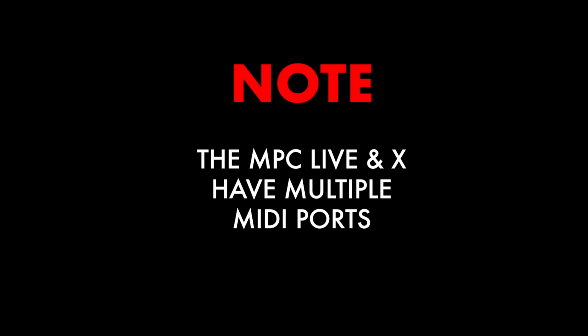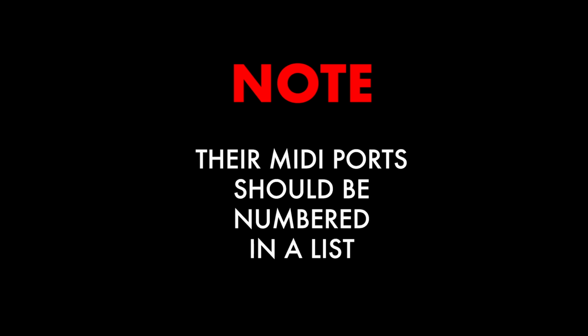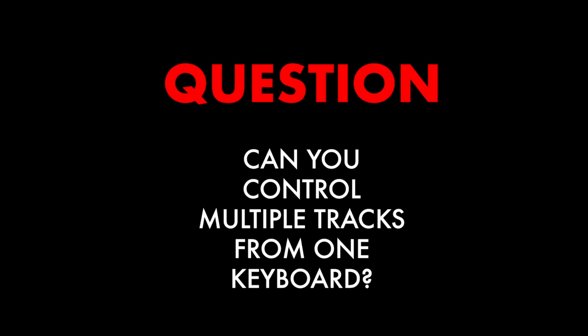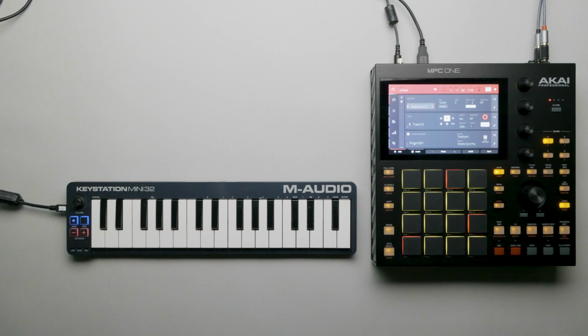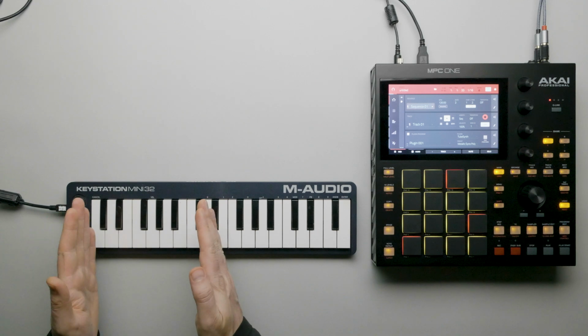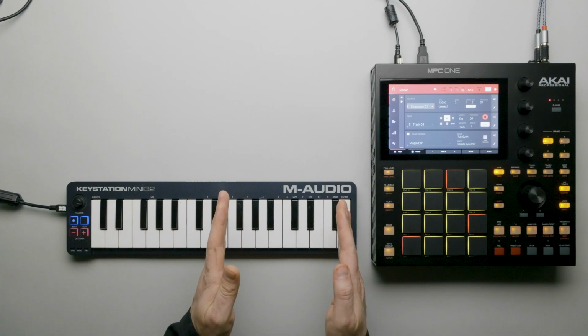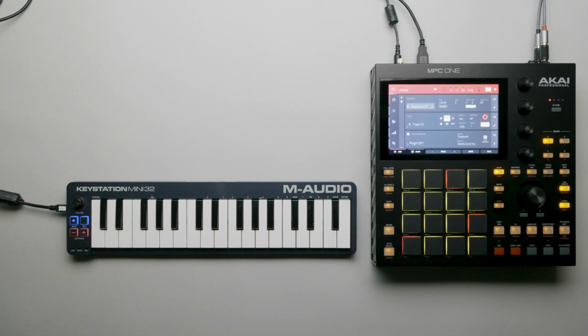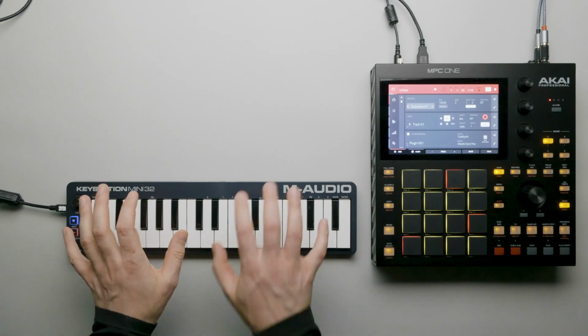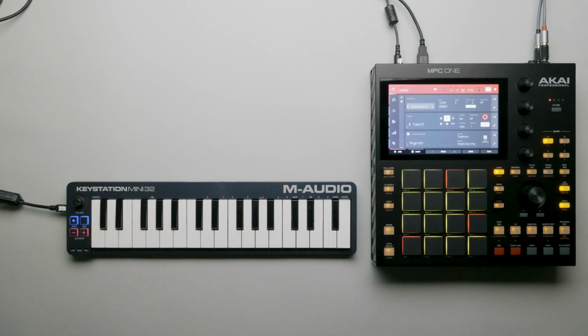Note: the MPC Live and X have multiple MIDI ports, and a numbered list of ports should be available as both inputs and outputs on those devices. Question: what if we don't have a second MIDI keyboard? Could we still control multiple tracks? Well, some keyboards allow you to split the range of keys into sections that output as separate MIDI channels. If you have one of those, you could configure the keyboard with a split and assign each one to a different track, similar to using two different keyboards.